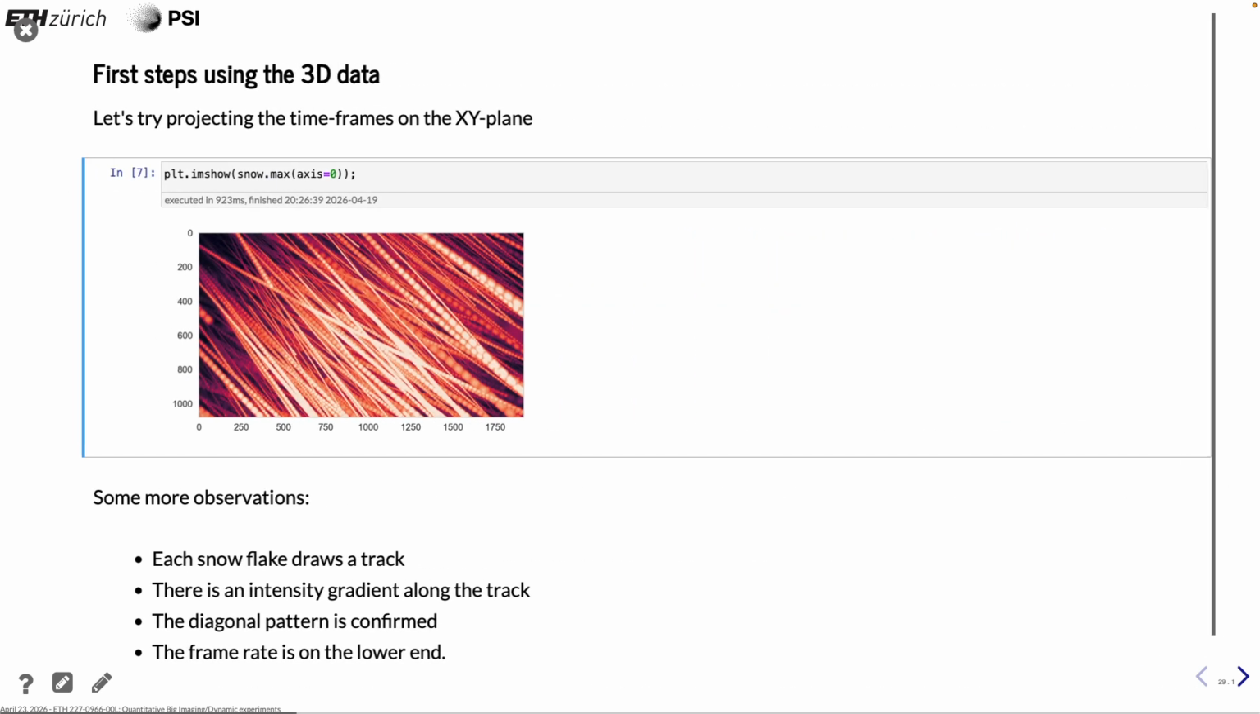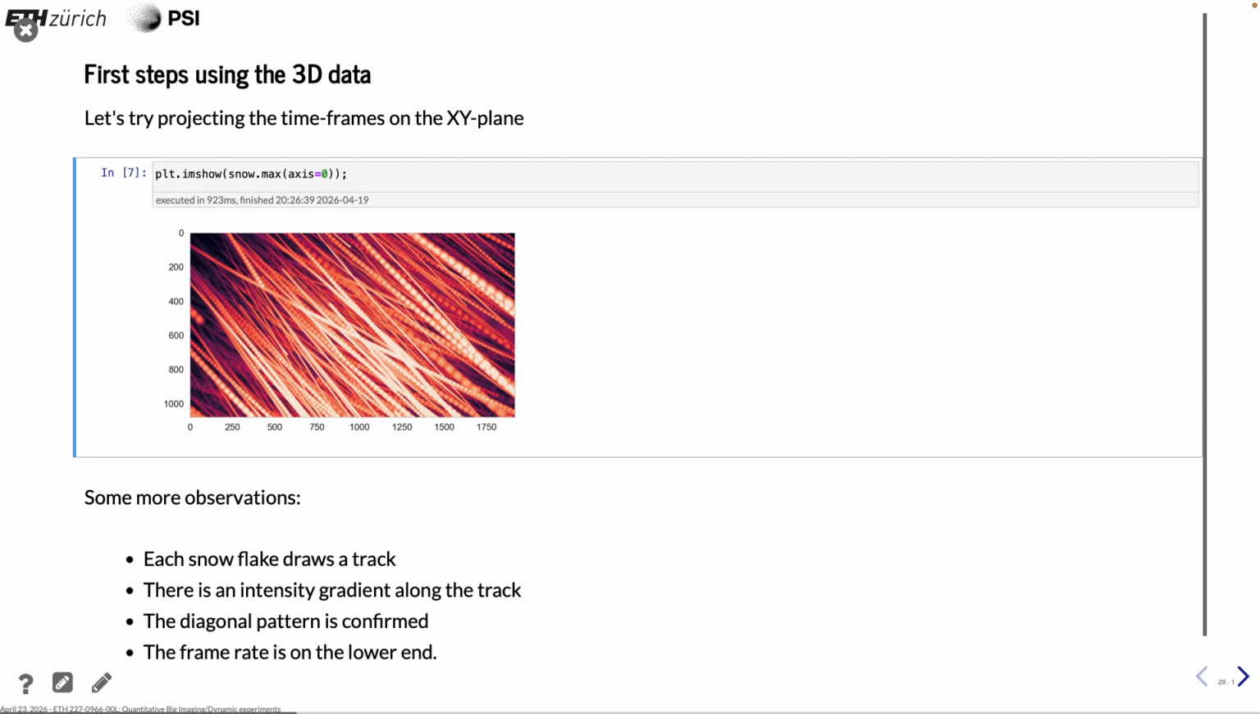Another way is to actually project all the frames on top of each other. So here I did a max projection. I took the maximum value of all the frames for each pixel and projected like this. And all of a sudden, we start seeing that there is an interesting pattern in the data. We have more or less straight lines, not perfect. And we can also see that the general slope is here. We can see that some flakes are faster than others. So the slow ones, they are more or less a compact line. The faster ones, you see dotted lines.